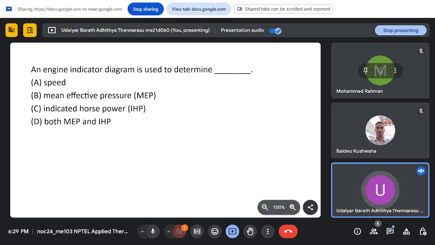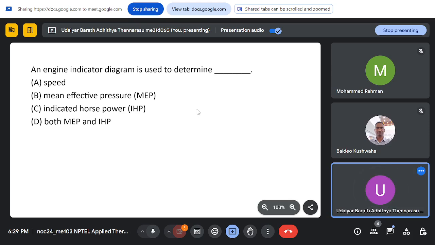So next is: an engine indicator diagram is used to determine dash. A, speed, B, mean effective pressure, C, indicated horsepower, D, both mean effective pressure and indicated horsepower. So in this case, indicator diagram, as I told you, is a process shown in a PV diagram. So mean effective pressure is your average pressure, which we saw previously. So you can get mean effective pressure.